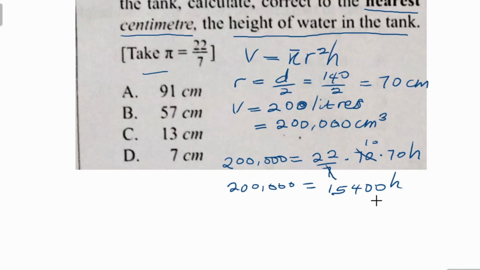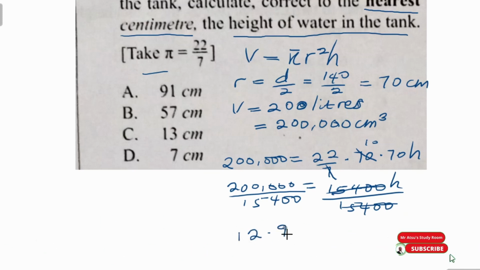And now, since we are solving for h, we divide both sides by 15,400. Then whatever we do to the right, we do the same thing to the left, 15,400. So this and this cancel out. Then 200,000 divided by 15,400 is 12.987, and that equals our height.